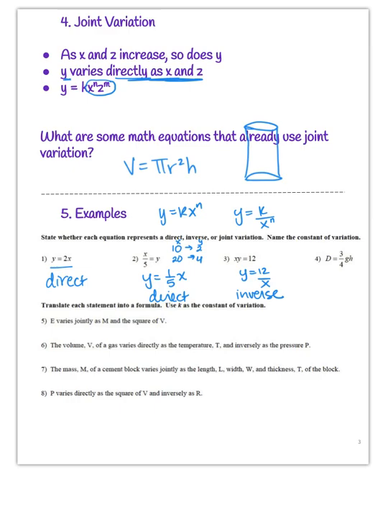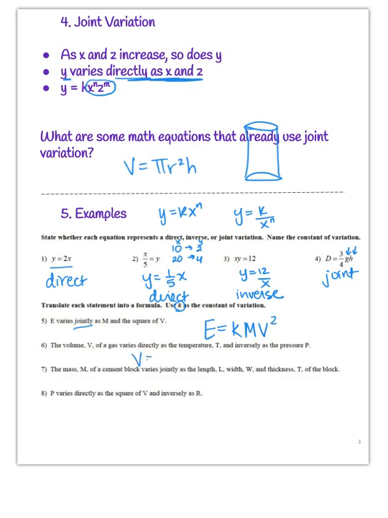Okay, and then 4, both g and h are direct together, so that is joint. So now we're going to use words and convert it to an equation. And we use k as that constant of variation. So your problem always has to have a k in it. Just remember, you must always put a k in it. E varies jointly. Okay, so I'm going to say E equals, immediately put k. Jointly, that means both direct, as m and the square, not the square root, the square of v.